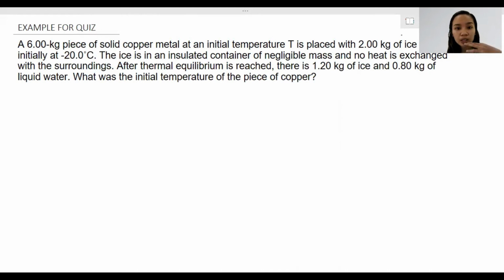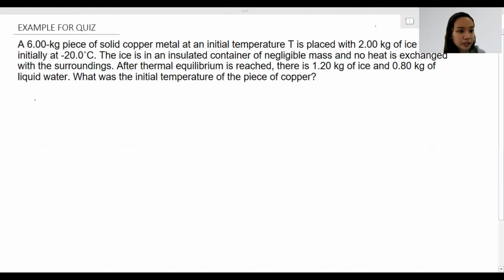And take note that when thermal equilibrium is reached, we have left 1.2 kilogram of ice, and the rest, the 0.8 kilogram, is liquid water. So our ice underwent what we call a phase change. From ice, it melted into water. The 0.80 kilogram became water. So to start with this problem, I will first write our given.